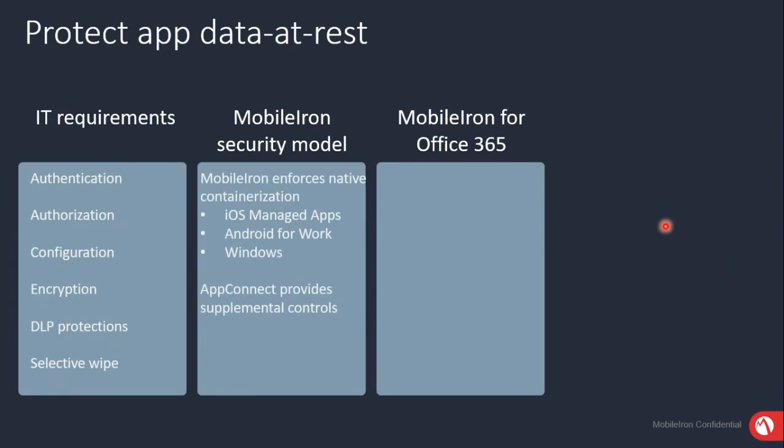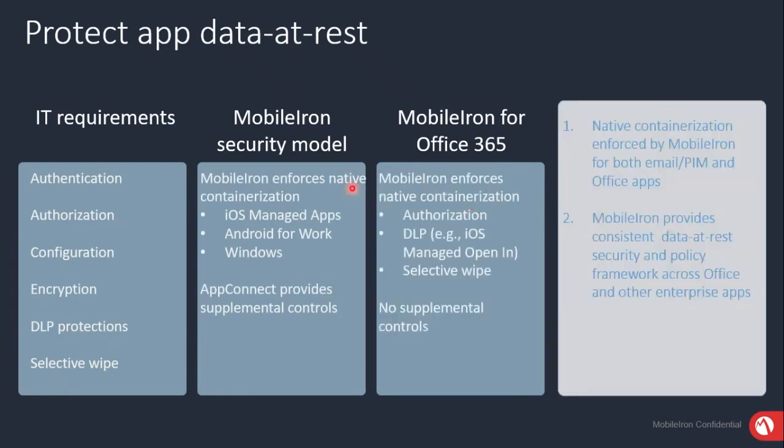So how does this protect the data at rest? These are the IT requirements for authentication, authorization, configuration, and encryption. When I say encryption, all MobileIron-pushed managed applications will be placed within a container which is already encrypted, and Email Plus has an independent encryption, so you can ensure the data even at rest is secured. And you also have secure access control for accessing the Office 365 data using MobileIron Access.